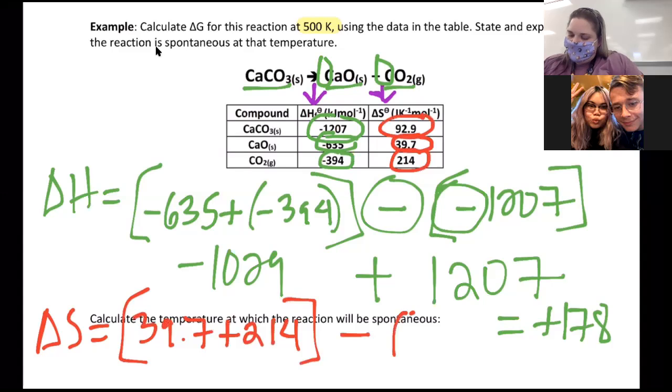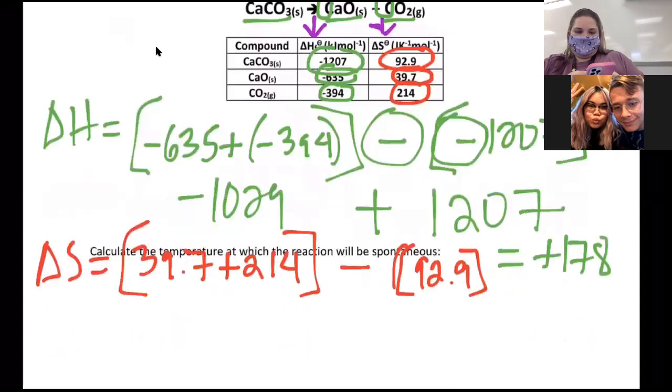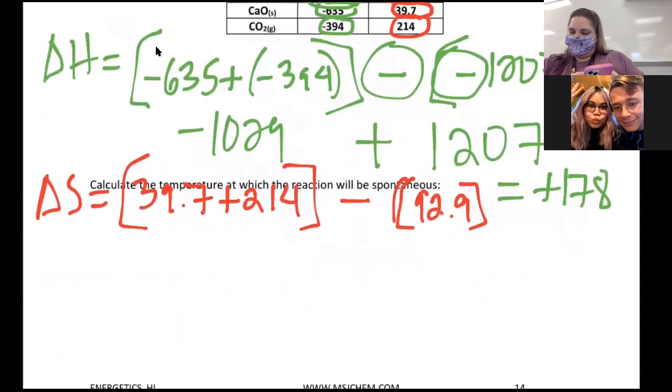92.9. So in this one, I'm going to scoot it up a little bit so you can see it. I have 39.7 plus 214, and then I'm subtracting 92.9. So for delta S, I get 160.8.